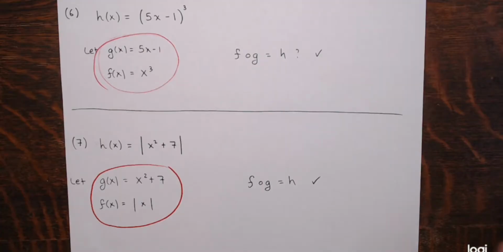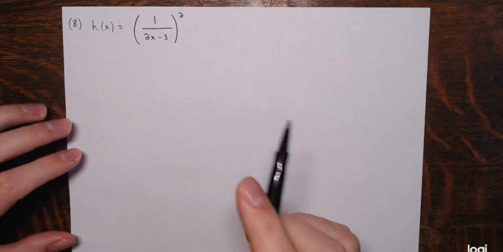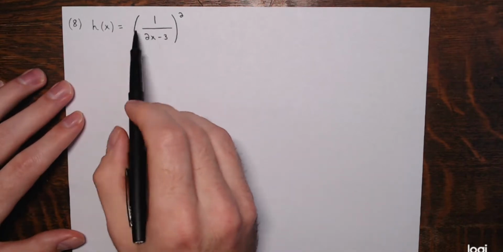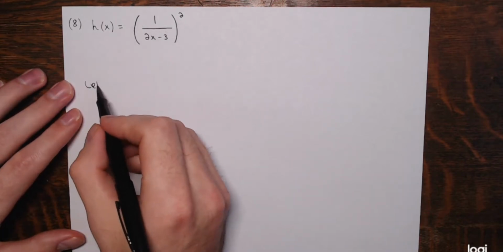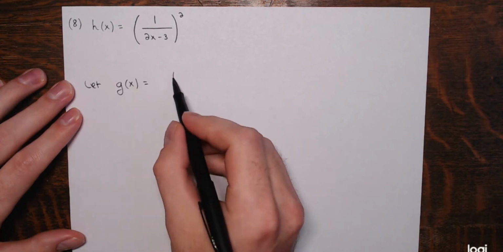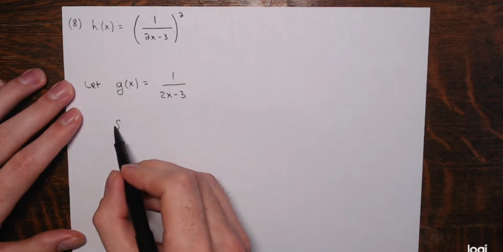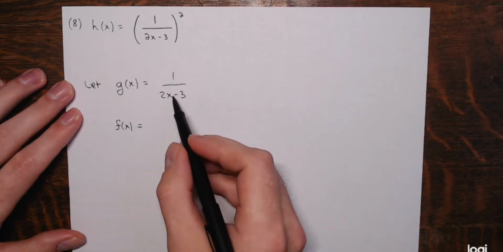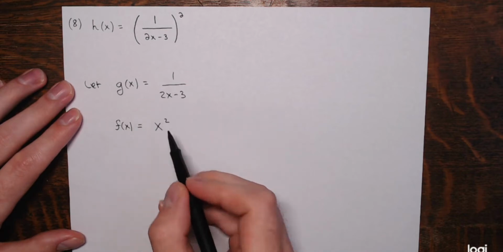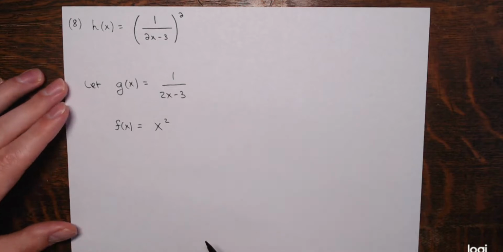All right, then I've got just one final example. Again, you can probably already guess what the inner function is. It's the thing inside the parentheses, inside the square. So I'm going to let g of x, that inner function, be the 1 over 2x minus 3, and f of x be the expression that it's going inside, which would be x squared. 1 over 2x minus 3 is going inside x squared.